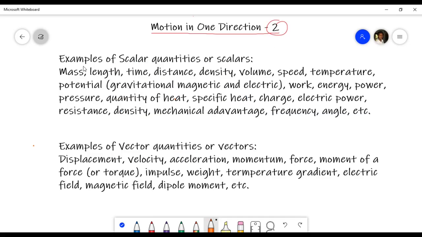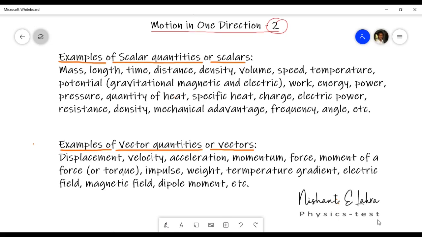Now there are some more examples of scalar quantities. Scalar quantities are also known as scalars. You can just go through all of these examples. And there are examples of vector quantities. Vector quantities are also known as vectors. You can go through these examples. You'll be learning about this in your higher classes as you go.